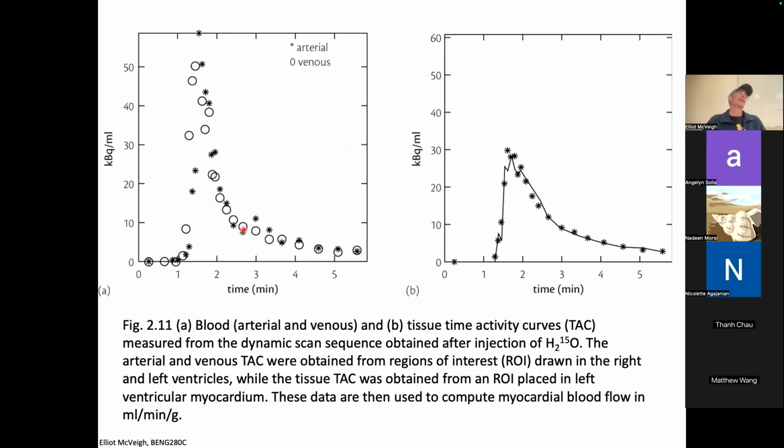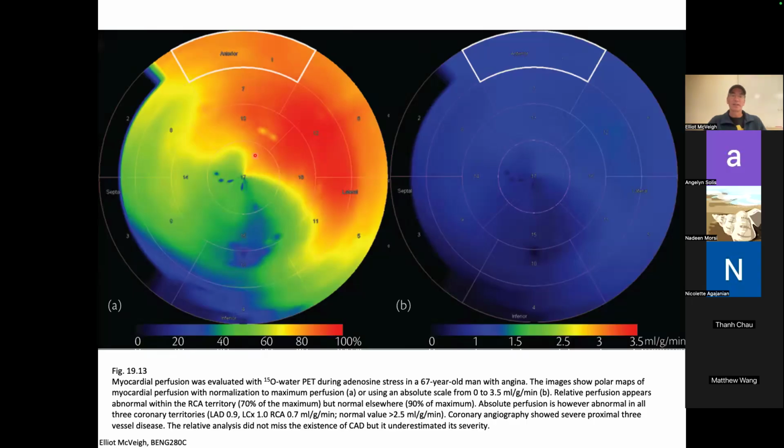The 110-minute half-life one, although it's not great for perfusion, right? Because it's going to have a really long tail. So let's look at myocardial perfusion out of a PET scanner using water with oxygen 15.